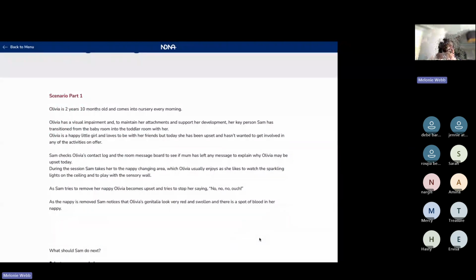What do you think Sam should do next? You can choose. You can either type in the chat or you can just take your mic off.